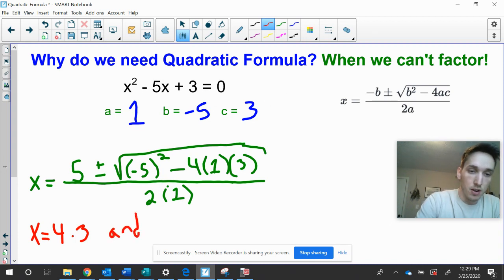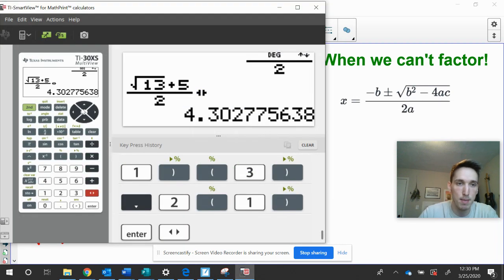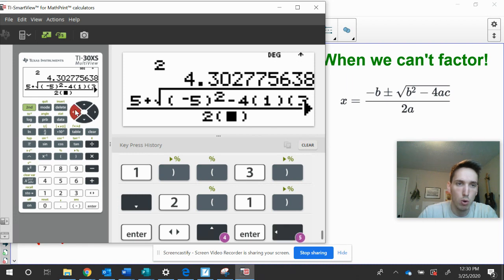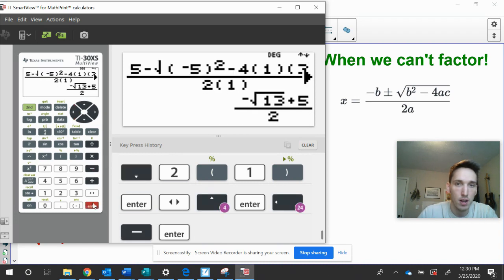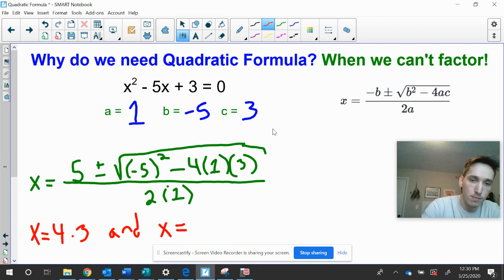Now we got to find the other x value, right? We did the plus. Now let's go back and do the minus. And again, instead of having to type all that mess in, go up and highlight the work, scroll over, right? Go to the plus, change it to a minus. This is going to give us our second answer. -13 plus 5 over 2, right? Let's go ahead and toggle that, change it to a decimal by hitting the button right above enter. 0.697. I'm going to round that to 0.70. And those are my 2 answers.